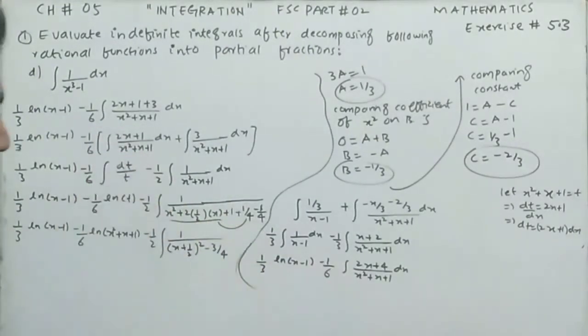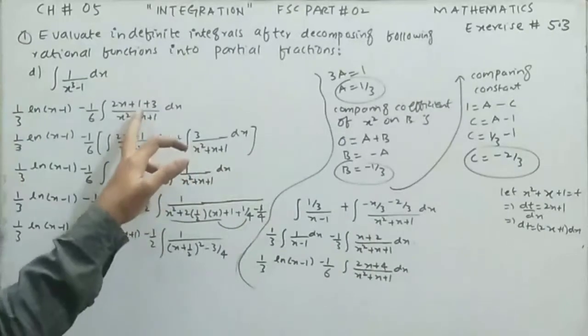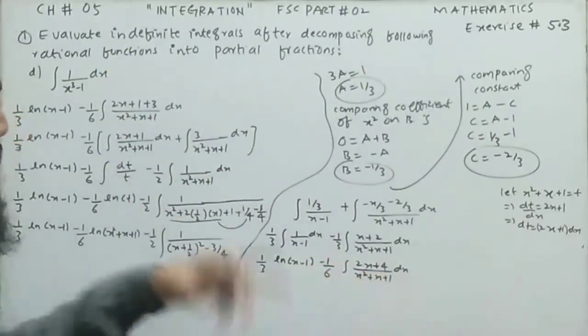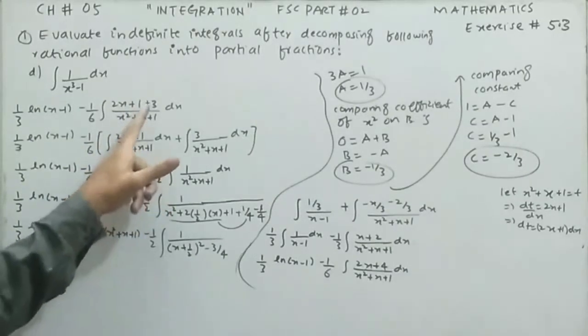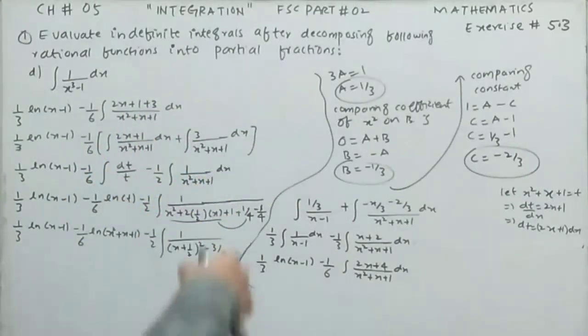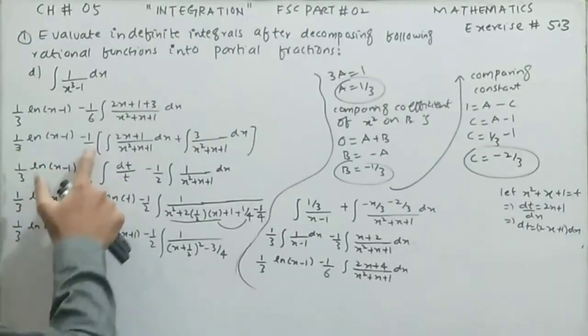Now solve it further. So 1 over 3 ln of x minus 1 will come down as it is, minus 1 by 6 will come down as it is, 2x plus 4 can be written as 2x plus 1 plus 3. So split 4 into 1 plus 3, so it becomes minus 1 by 6 times 2x plus 1 over x square plus x plus 1 and plus 3 over x square plus x plus 1, and take the indefinite integral on both of them. So 1 over 3 into ln of x minus 1 minus 1 by 6.